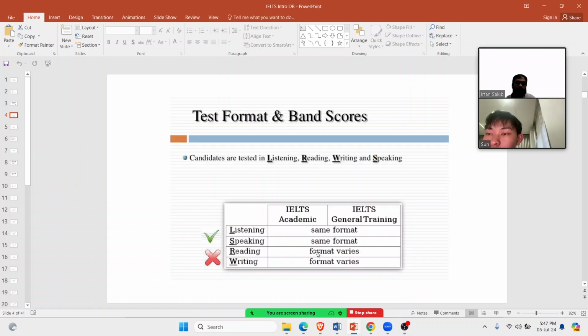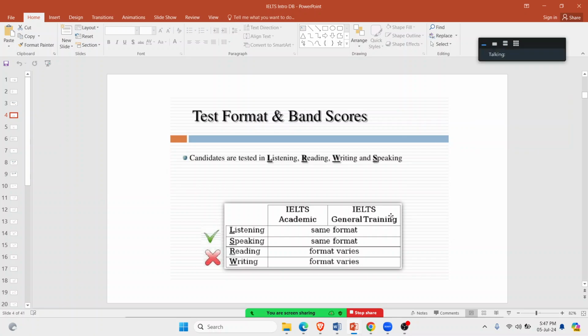Now, the test bands and the test scores. There are 4 modules: listening, then reading, then writing, and then speaking. There is IELTS academic and IELTS general. IELTS general is generally for jobs or for permanent residency, like a PR application. But for academic purposes, for studies, we always have to use IELTS academic.